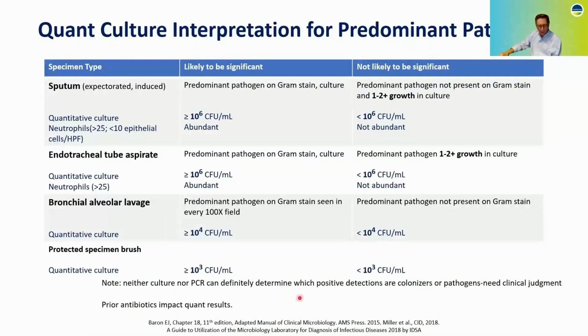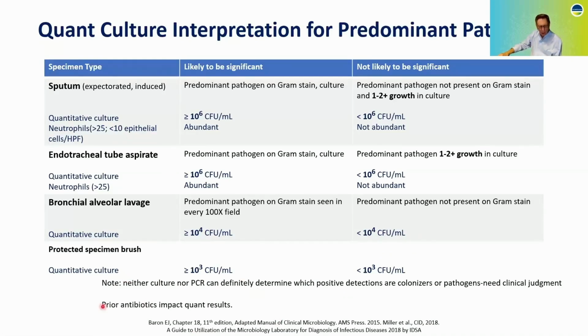And then if you do quantitative cultures with a protected brush, which avoids even more contamination, it's greater than 10 to the 3rd. I want to emphasize here that neither the culture nor PCR can definitively determine which positive detections are colonizers versus pathogen, and you still need clinical judgment. All these studies are really an enabler for us to make better decisions, but they should not be the driver. Our clinical judgment, taking into account all the parameters that I've already alluded to, is needed to determine if a patient truly has a pneumonia.